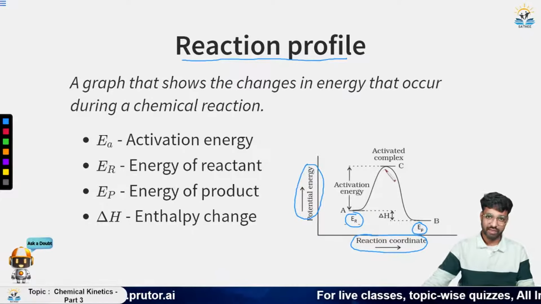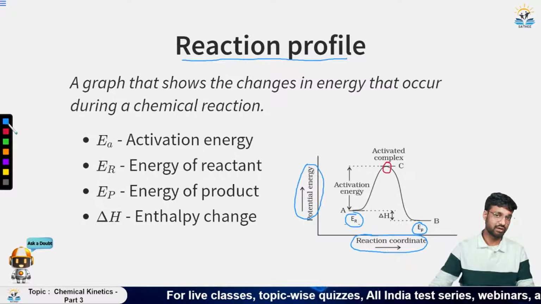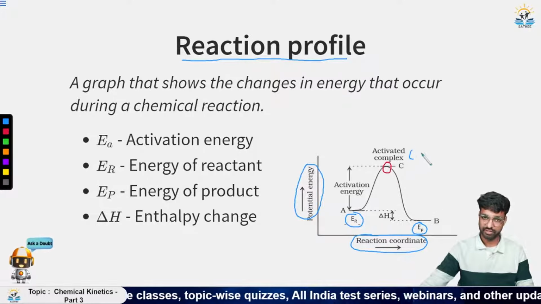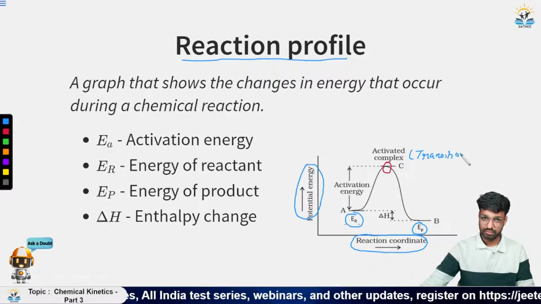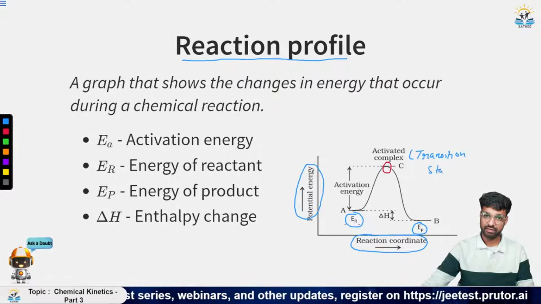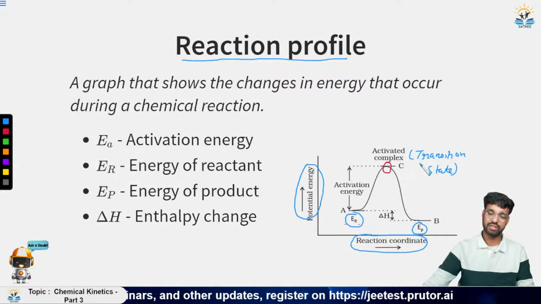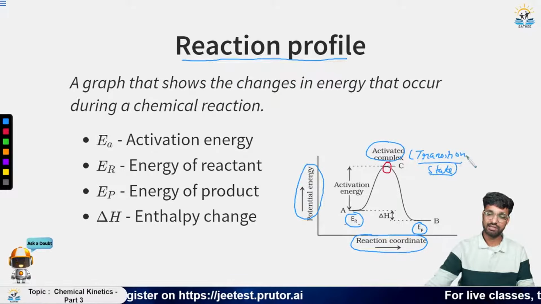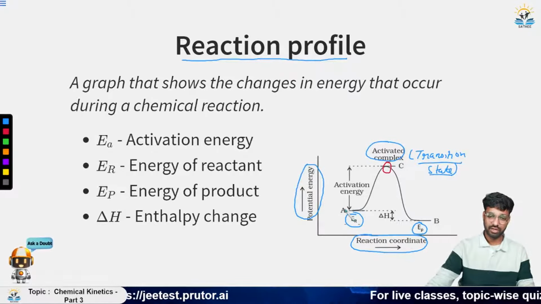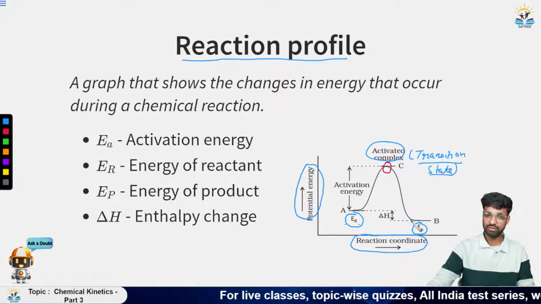If you see the gap at this activated complex, it is also called the transition state. In many books you can see this term, transition state, in place of activated complex. So the reactant goes from A to C, that is the transition state, and then goes to the product.